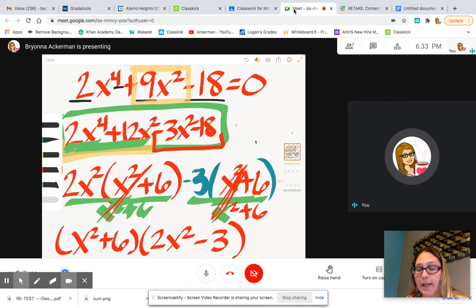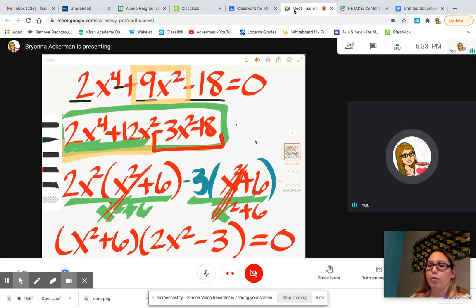And then you can set those equal to 0 and solve, okay? But this is a trinomial that I was able to split up the b, and then I was able to do grouping. Okay, and then from there you can just solve.